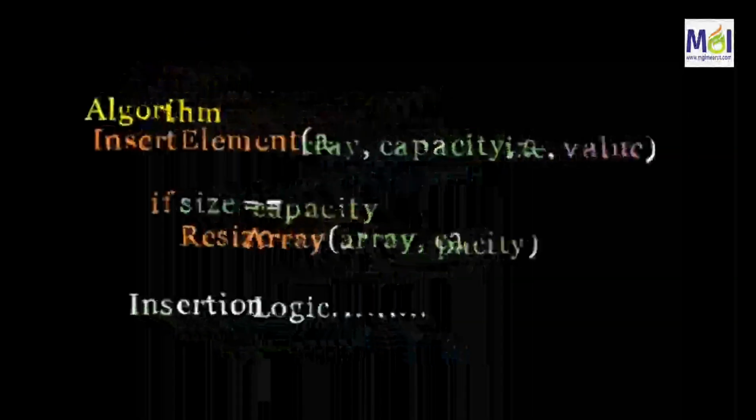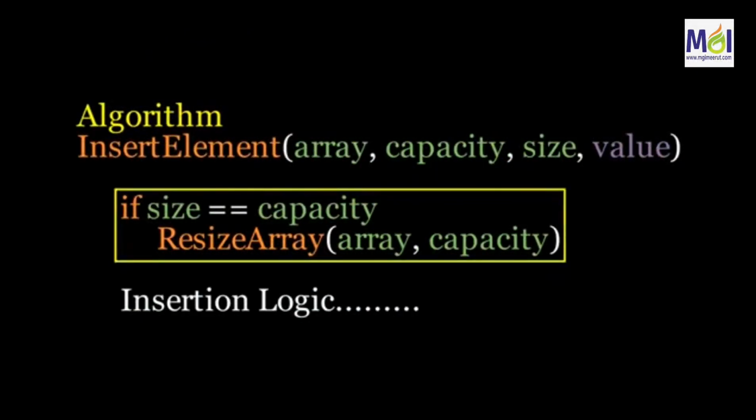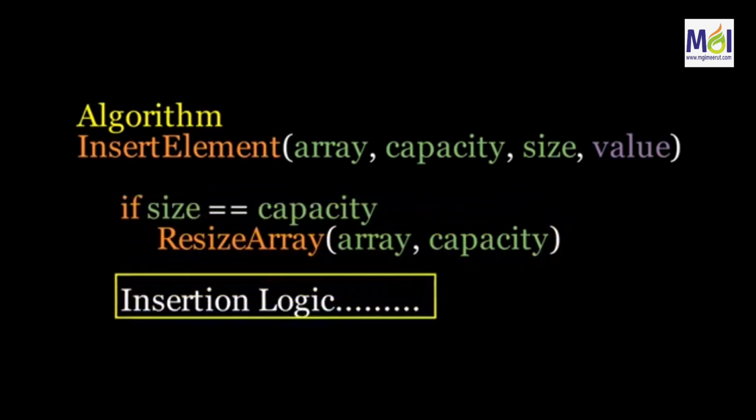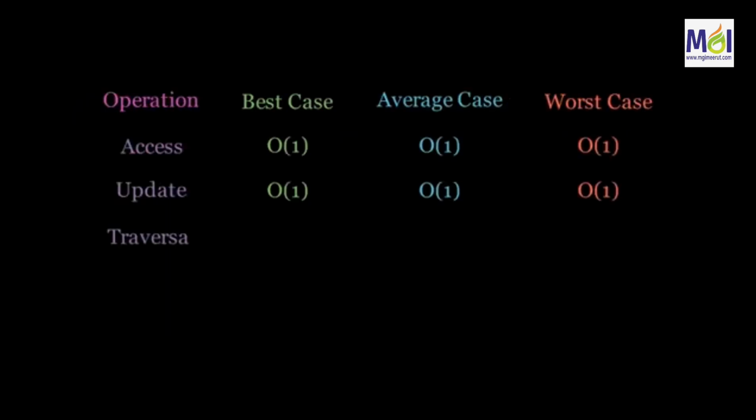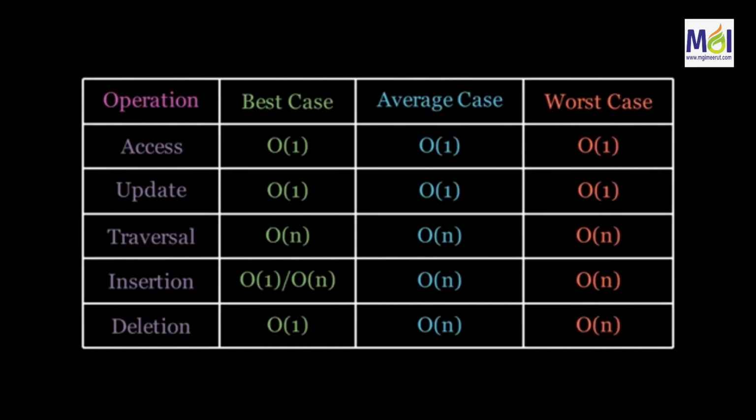Now, when inserting the new element, the algorithm will first check if the array is full or not, and if full, it will first resize it, then will perform the insertion as usual. That's pretty much all about dynamic arrays. Now let's summarize all of these operations and their time complexities.